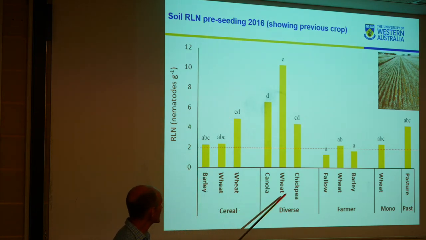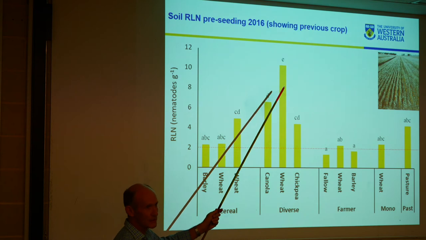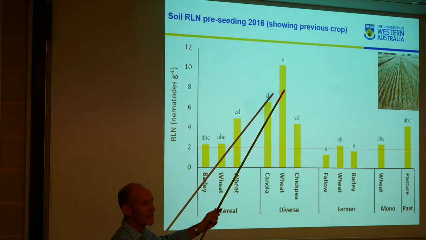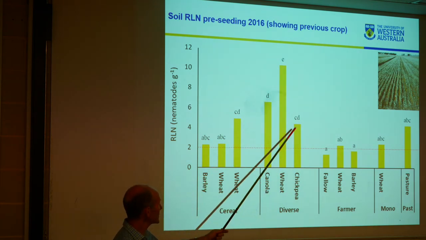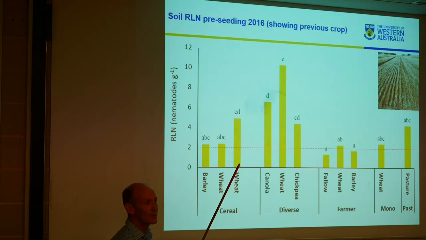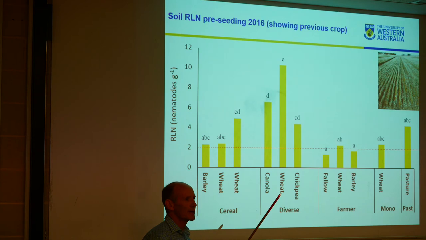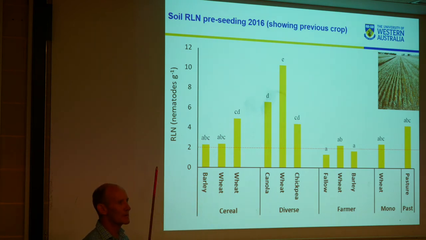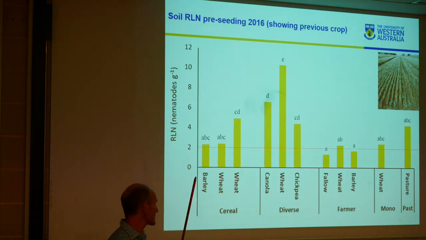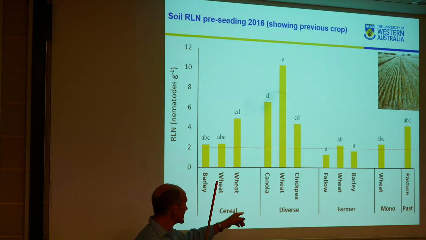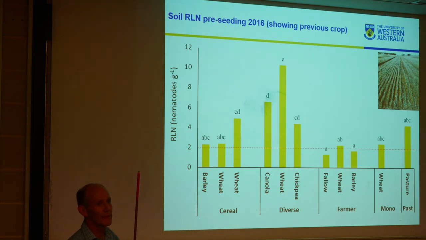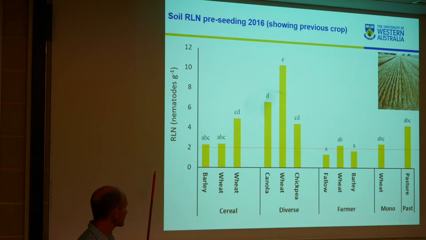So we're in the medium risk. The wheat was also, wheat after canola particularly, very high levels. And also chickpea is susceptible as well. So all three of those crops that were grown in the previous season, and so that was the stubble that we sampled into, in that diverse rotation, we're building up nematode levels.